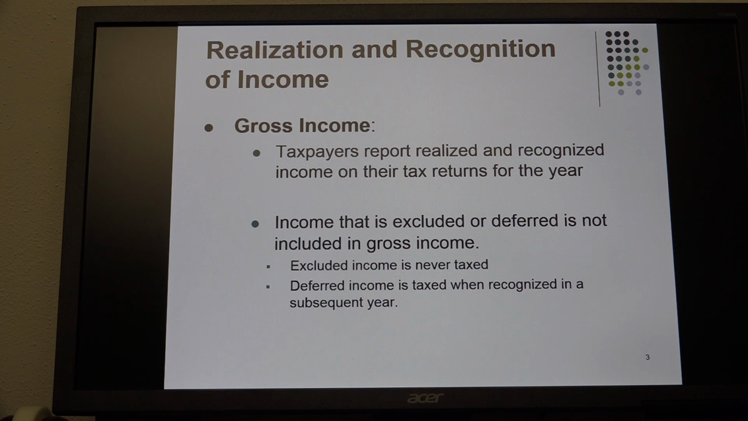And so it talks about recognizing income when they receive an economic benefit, they realize the income, and no tax provision allows for them to exclude or defer the income from gross income.